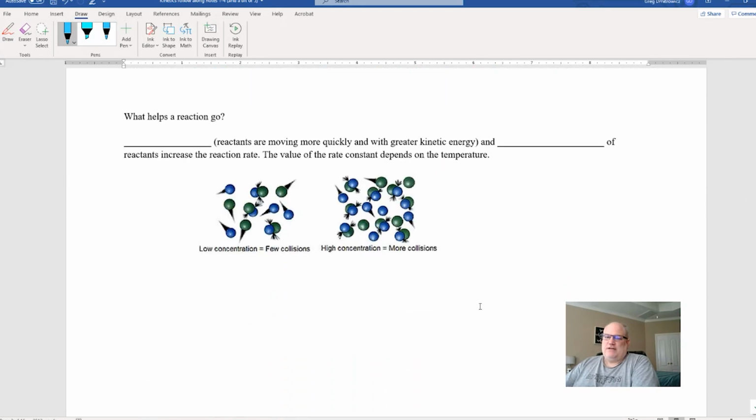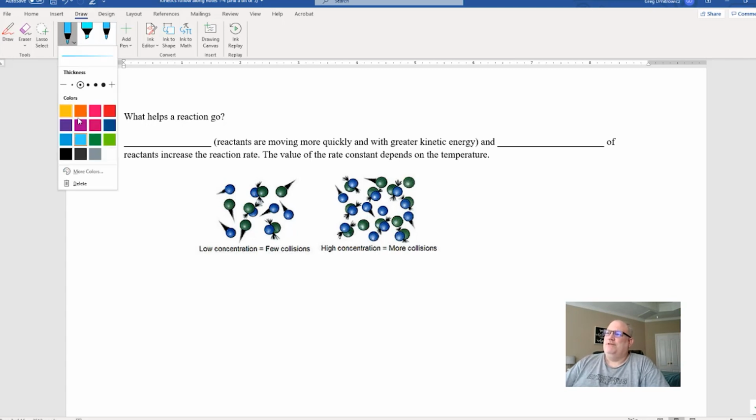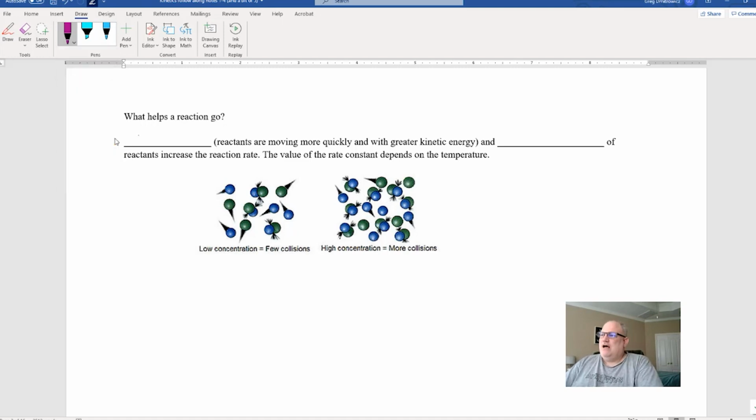What helps a reaction go? There are a few things that will help, and you probably have guessed these already, but let's just jot them in here anyway. Let's use a different pen because I've grown weary of the blue. Let's try the purple. So, higher temperature. We probably know this, but let's write higher T for temperature.